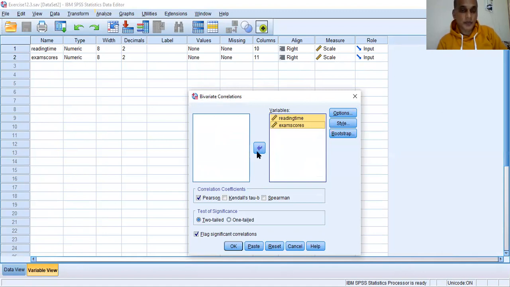By default Pearson is selected, so that will remain because the data is in scale form. The test of significance is supposed to be two-tailed, and why? Because in the alternate hypothesis, we assume that rho is not equal to 0. It can be less than 0, it can be more than 0. So we are saying that there can be a possibility of an inverse relationship and a possibility of a direct relationship. An inverse relationship, we all know, is always negative, and a direct relationship is positive. So we just click on OK.